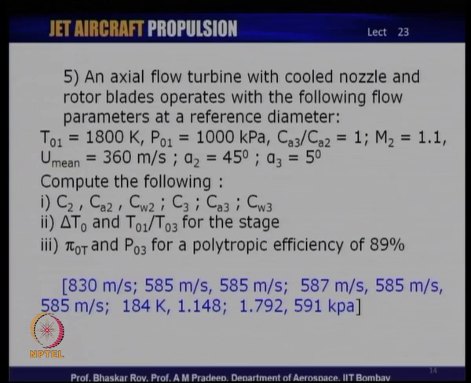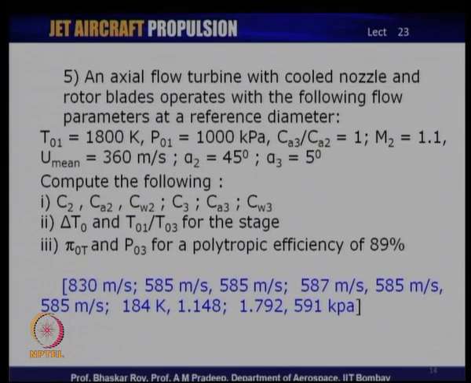The total temperature drop across the stage, and correspondingly, of course, the total temperature ratio across the stage, the pressure ratio across the stage, and then P03 for a polytropic efficiency of 89%. And if you adopt all the prescriptions that are given, you get those numbers. The velocities are 830 meters per second, 585 meters per second, and 587 meters per second for C3 and 585 meters per second for CA3 and CW3.